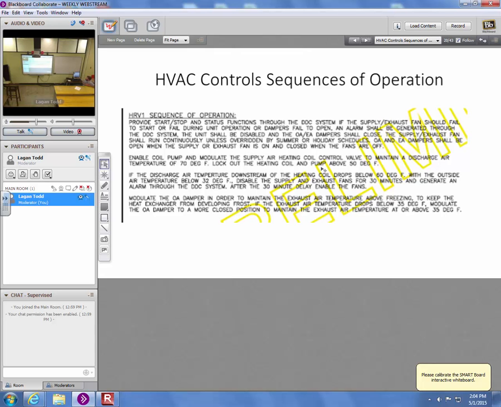If the supply exhaust fan should fail to start or fail during unit operation, or dampers fail to open, an alarm shall be generated. So this unit actually did have end switches on its dampers. Unit shall be disabled and the outside air and exhaust air dampers shall close if the fan fails. The supply exhaust fan shall run continuously unless overridden by summer or holiday schedules.